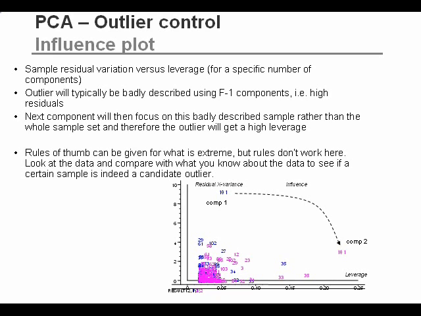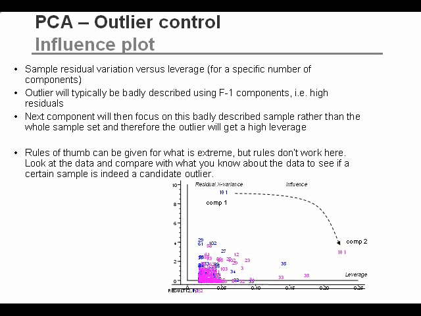If you then extract more components, you will see that because sample 7 is less well described, the following components will be used to describe that sample, because it's the only one that's not yet well described. Therefore, in the following components, we will see that that sample will have a high leverage. So, in an influence plot, we often see a movement from the upper left to the lower right for outlying samples.